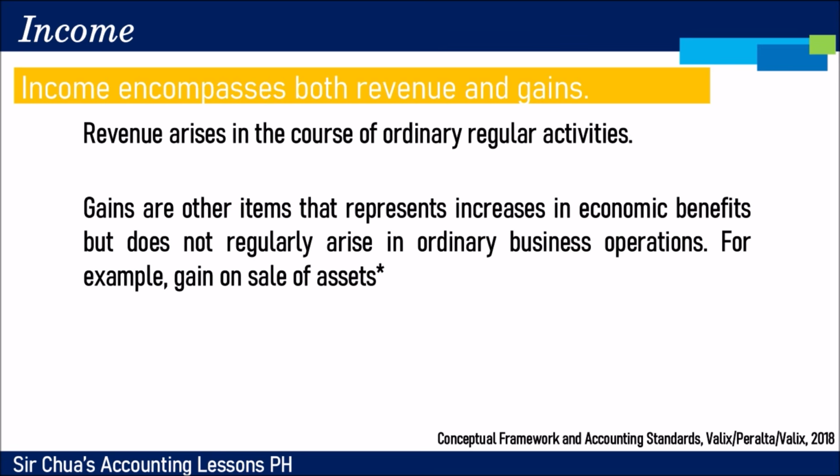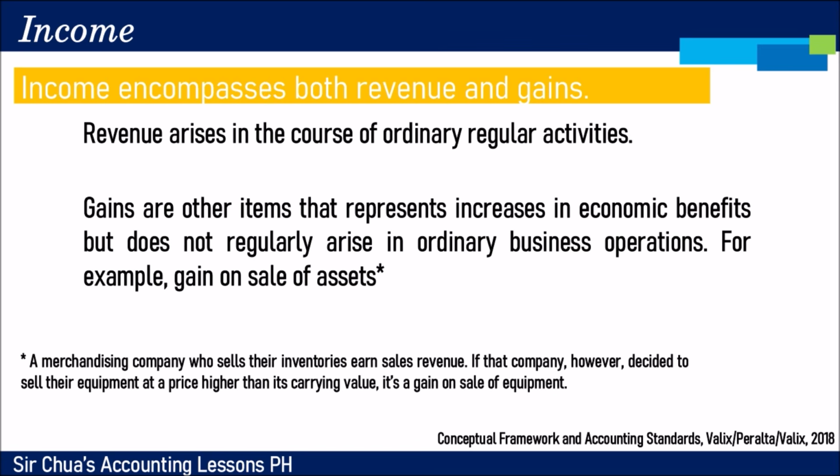Okay, bakit siya may asterisk? May side note yan. A merchandising company who sells their inventories earns sales revenue. Totoo naman, kumikita ang isang company sa pagbebenta ng inventory nila. Tama? However, if that company decided to sell their equipment at a price higher than its carrying value, it's a gain on sale of asset, it's a gain on sale of equipment. What am I trying to say here? Ano ba talaga ang binebenta mo? Inventory. Ngayon, yung equipment na ginagamit mo sa opisina, kunyari, gusto mong palitan ng bago, pero hindi pa naman siya sirang-sira. So, ang gusto mong mangyari, bebenta ko na lang para makabili ako ng bago.